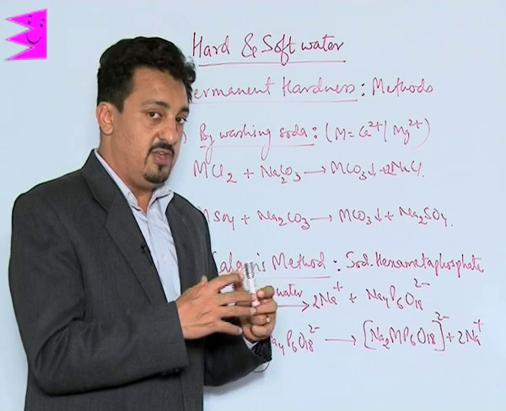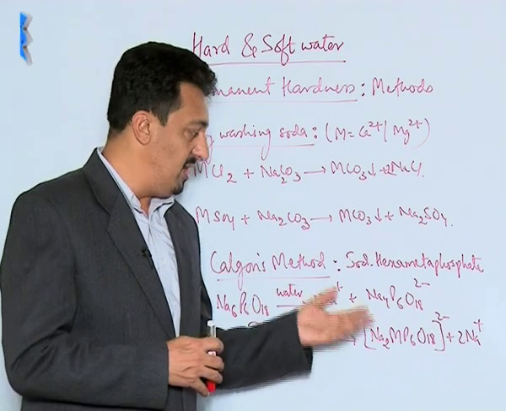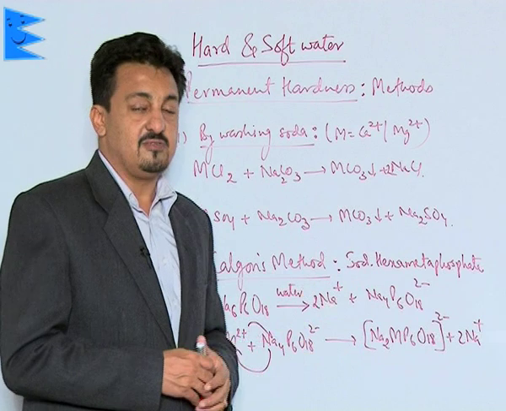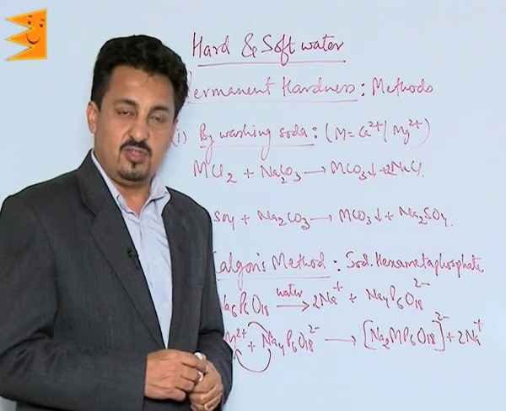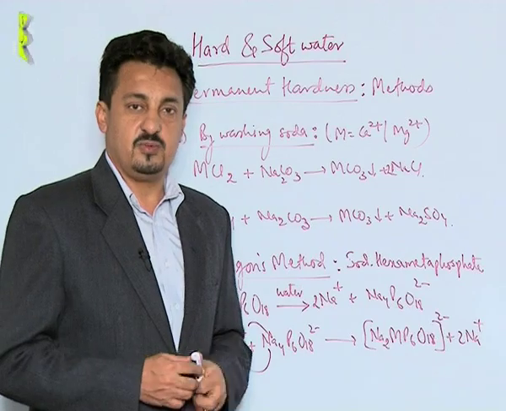In water filters, we use a sieve which already has this Calgon, and this is how these hard calcium and magnesium ions, which are mainly responsible for the hardness of water, are easily removed.